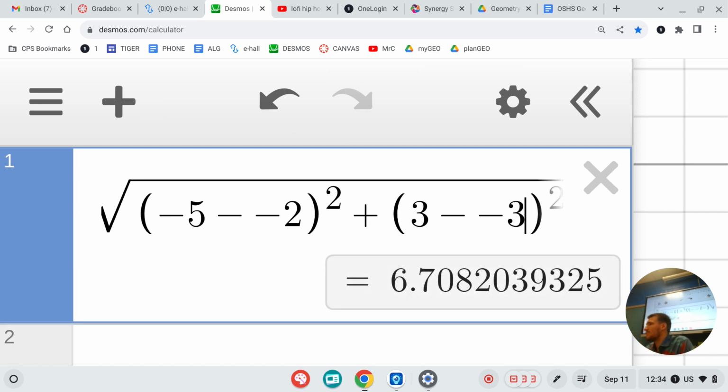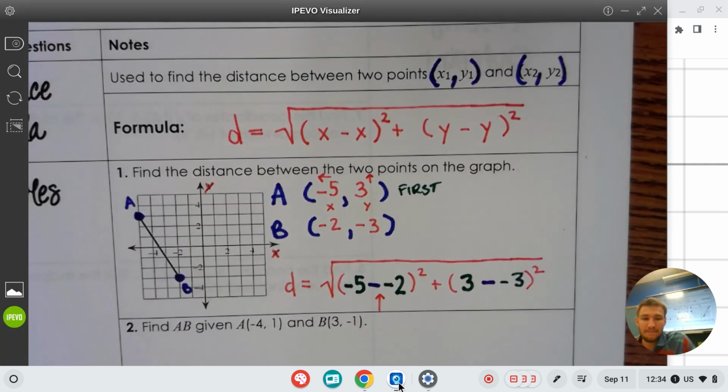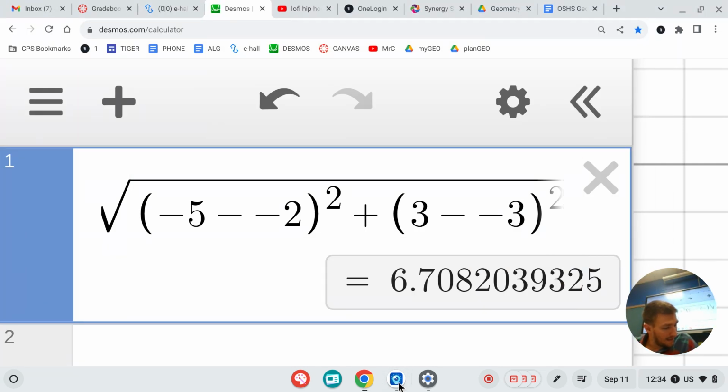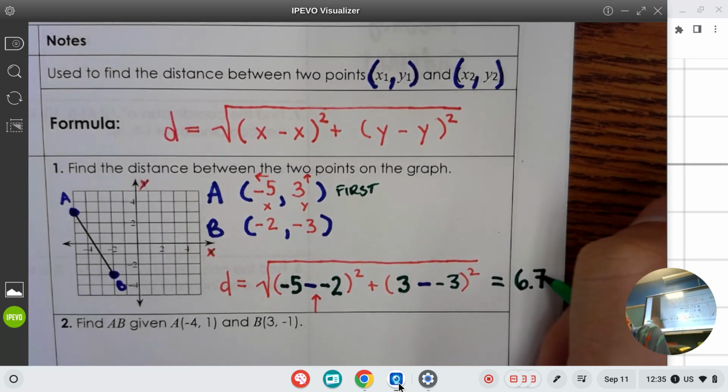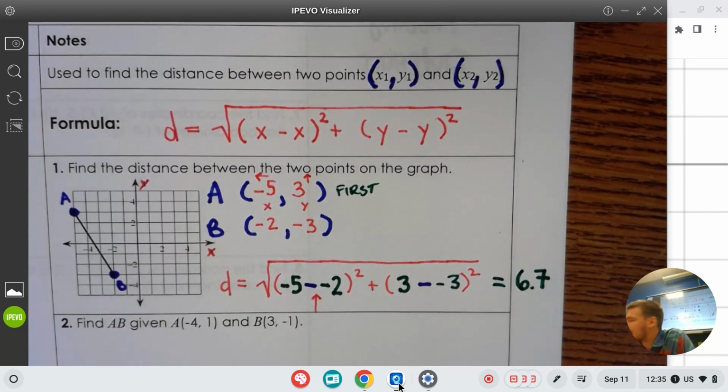I type all those things in, and I get an ugly number, and unfortunately, that is the answer. That's it. Doesn't get any nicer. We're not able to make it a fraction. We're not able to do anything. That's all we get. So let's round it to, how about 1 decimal is good enough. 6.7 equals 6.7.